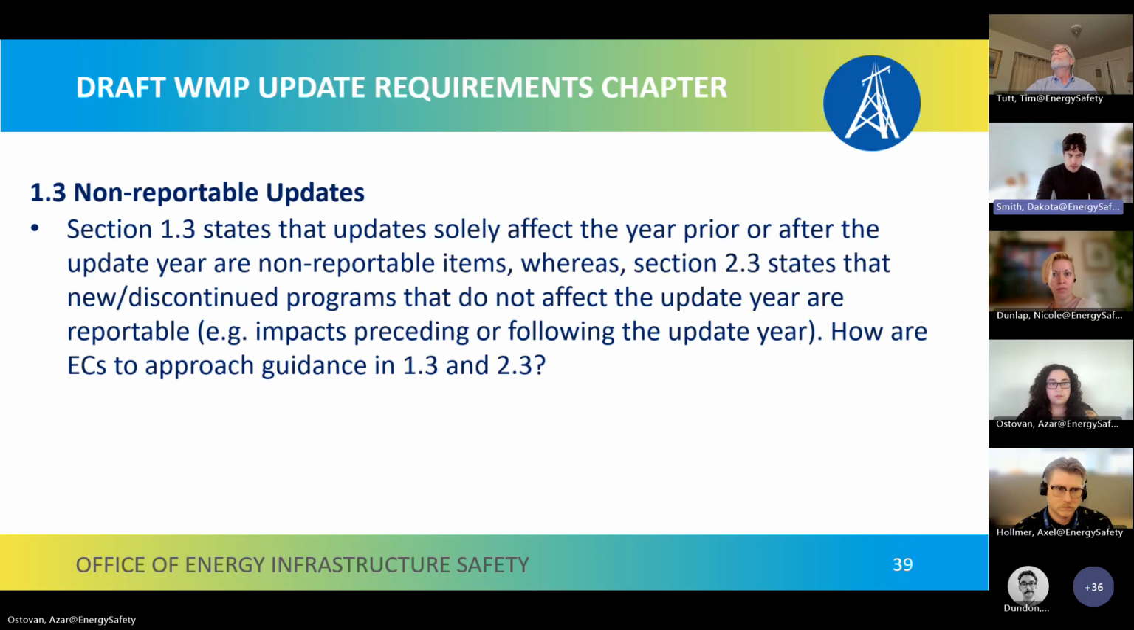Next slide. And then a question on non-reportable updates. Section 1.3 states that updates solely affecting the year prior or after the update year are non-reportable items, whereas Section 2.3 states that new or discontinued programs that do not affect the update year are reportable. For example, impacts preceding or following the update year. How are electrical corporations to approach the guidance in 1.3 and 2.3?